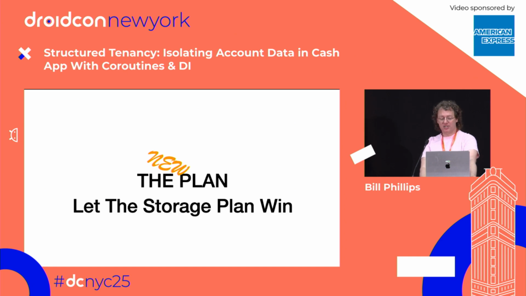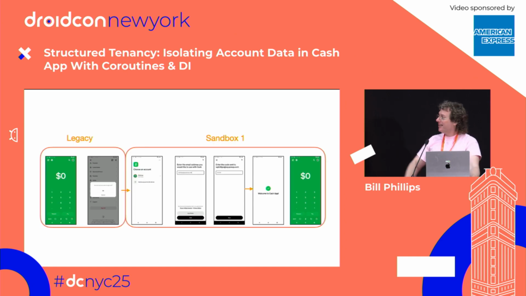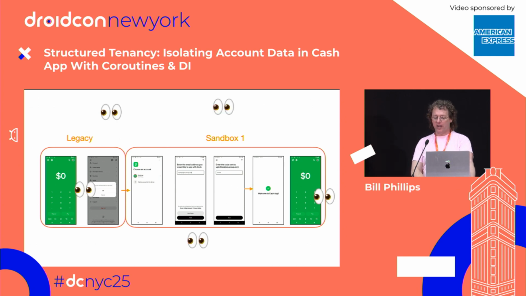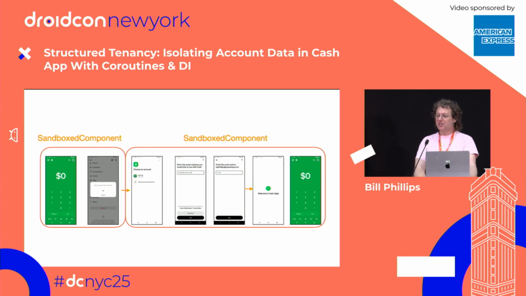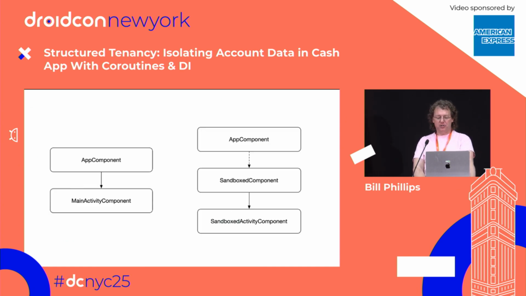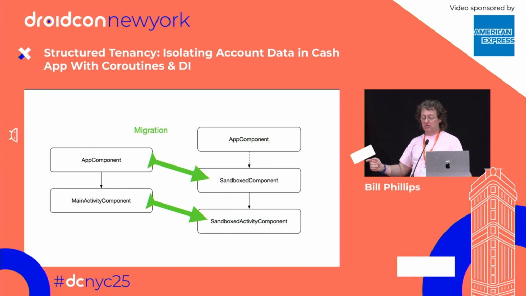The new plan is essentially let the storage plan win, because you may have noticed that this diagram looks a lot like my component diagrams that I had before, right? So why don't we just make these our components and have the storage links hang off of them? If we do that, then our new dependency graph looks like this. And this is a lot easier to think about migrating to. In fact, this is mostly just renaming the components.